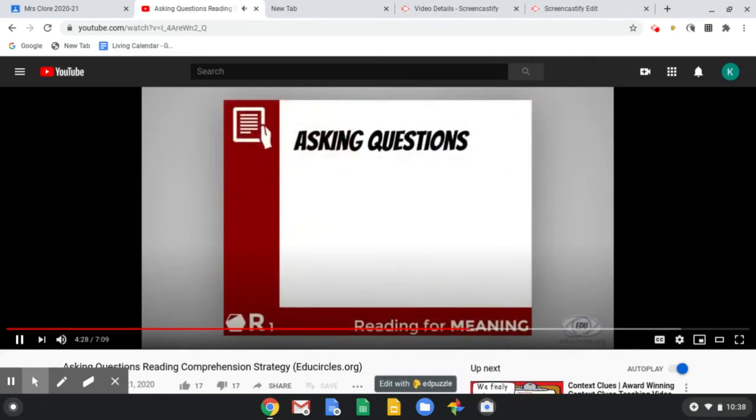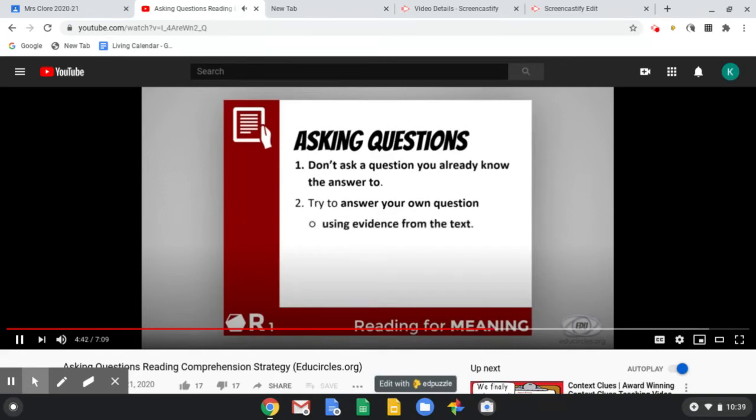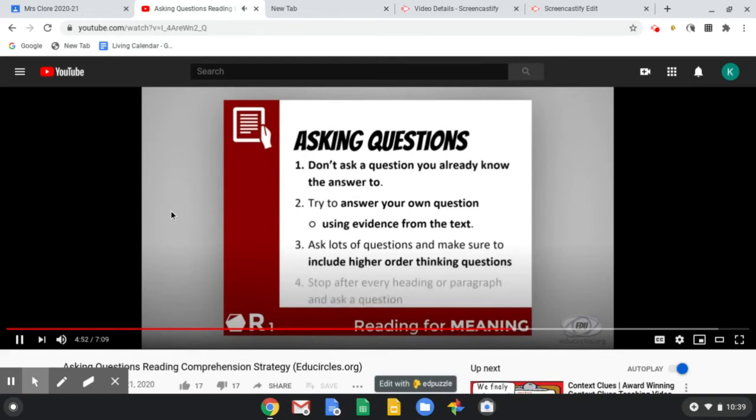So let's recap about how to use the comprehension strategy called asking questions. Number 1, ask questions you don't already know the answer to. Number 2, no matter what question you ask, you have to guess at the answer based on something it says in the text. Number 3, ask lots of questions as you read and try to include higher order thinking questions using words like why or how.